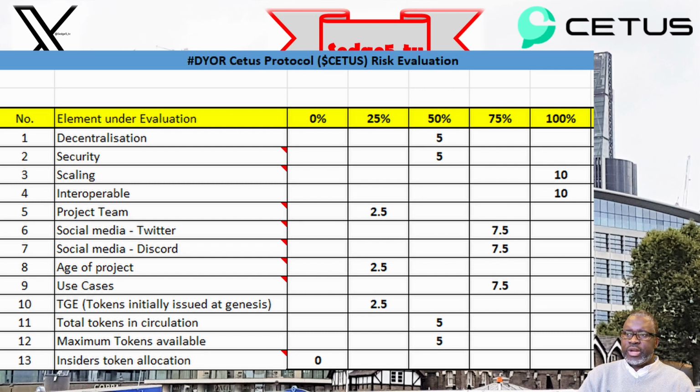Age of the project 2.5 points out of 10, project use cases 7.5 points out of 10, tokens issued at project launch 2.5 points out of 10, tokens in circulation at the time of recording 5 points out of 10, maximum tokens available 5 points out of 10, and inside the token allocation it's 0. Why? Because it's way above our threshold. So those are the scores we've allocated to CETUS protocol.